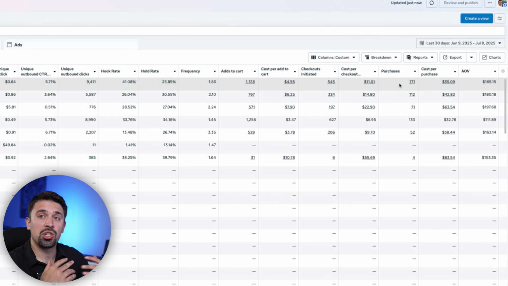Is there a problem with the checkout process? Is the price too high? Something like that, right? So keep an eye on these ratios, and you're going to be able to diagnose problems within your funnel. So for example, if you see a really high ratio from adds to carts to initiate checkouts, maybe it's the price or the shipping, something like that.